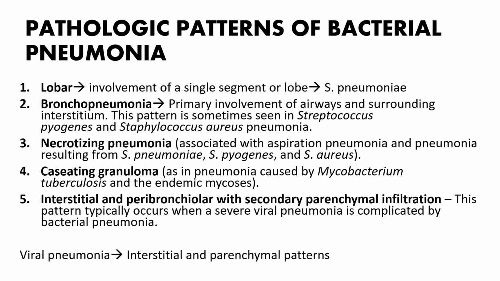And then you also have caseating granulomas, commonly seen in tuberculosis, in Mycobacterium tuberculosis, and also mycosis. And then you also have what is known as interstitial and peribronchiolar with secondary parenchymal infiltration. This pattern typically occurs with viral pneumonia, and when viral pneumonia is complicated by bacterial pneumonia. Having viral pneumonia also predisposes you to getting bacterial pneumonia. The pattern most seen in viral pneumonia is interstitial and parenchymal patterns of the pathology.